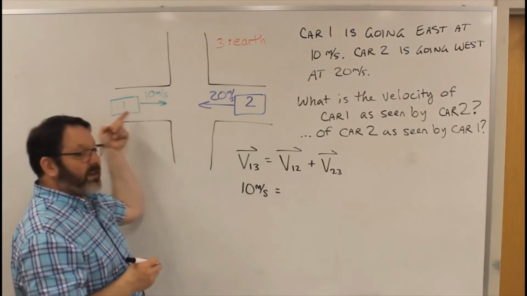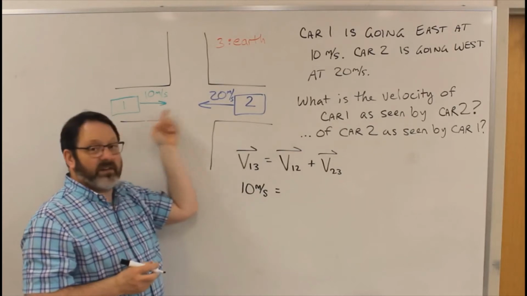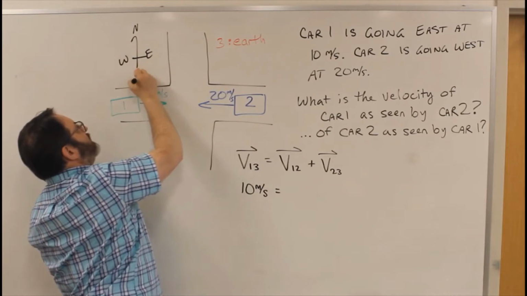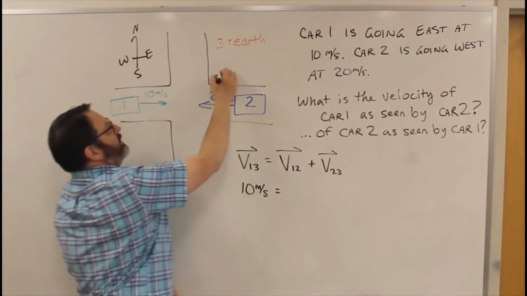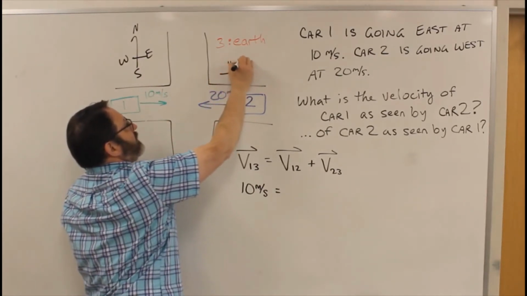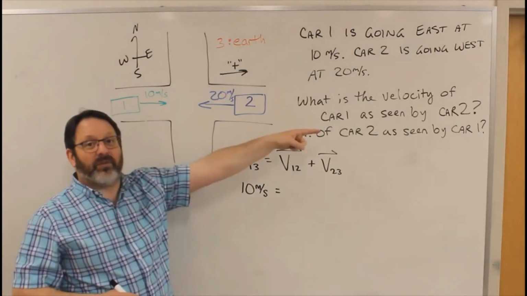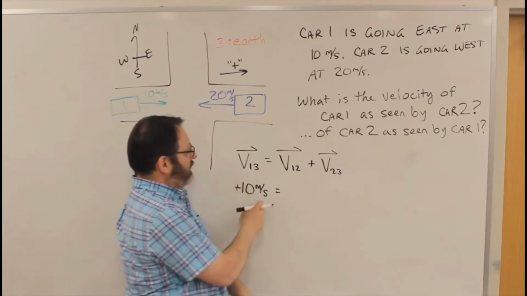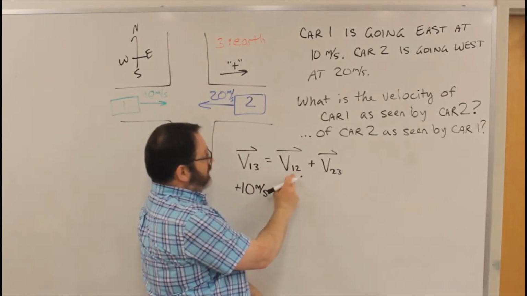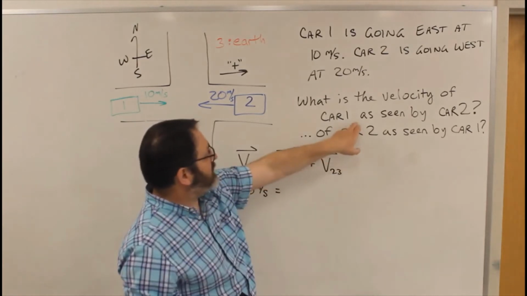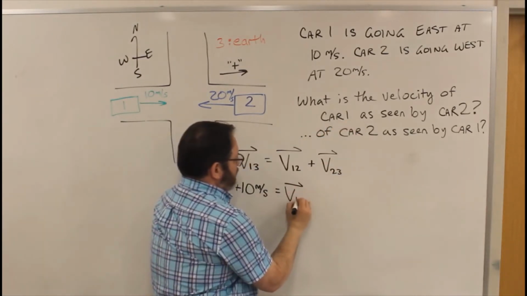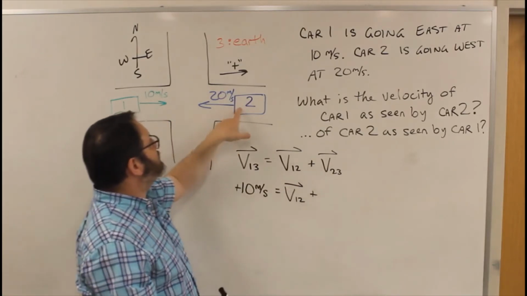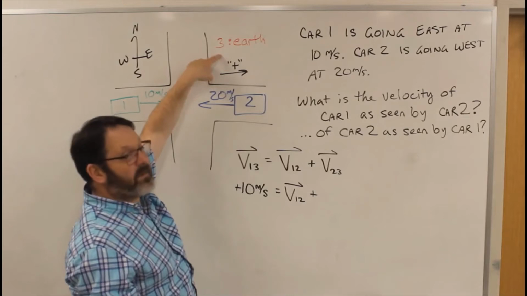And this is 10 meters per second to the right. So I've drawn this, so that's north, west, east, south, and we're going to call this the plus direction, because that's the normal direction to think of as plus. So this 10 is a plus 10 meters per second. Equals velocity of car 1 as seen by car 2. That's one of the things we're looking for. Just write that in here, V12, plus velocity of thing 2 as seen by thing 3. That's the velocity of the car 2 as seen by the Earth.